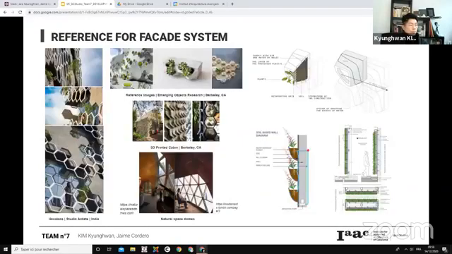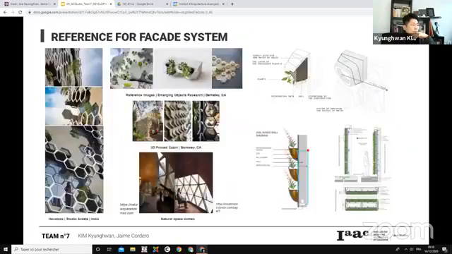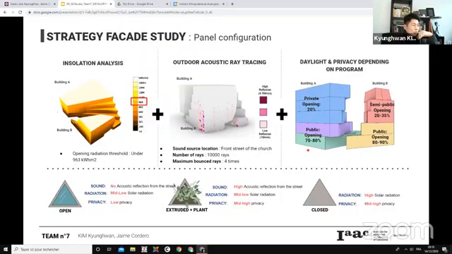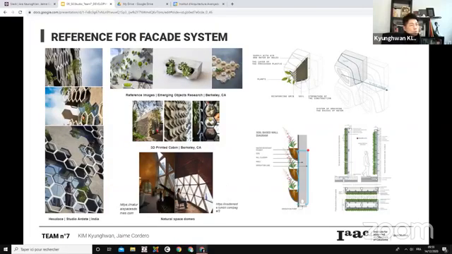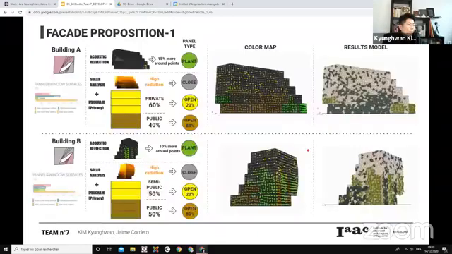So our question was how to combine all of our studied data. So in the end, we have 3 panels that depend on our analysis. So this is the reference for our panels and plant, and then rectangle, triangle structure with the window. So this is the extruded panel for plants.